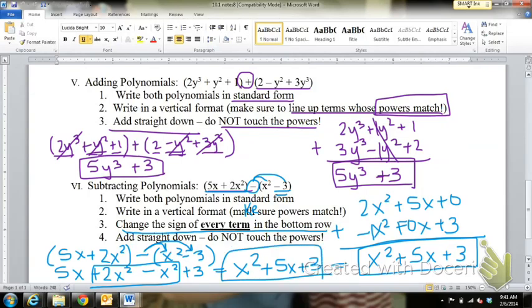It doesn't matter which format you like, vertical or horizontal, but with subtraction, just make sure that you change all the signs of whatever came after the subtraction. And that's 10-1.